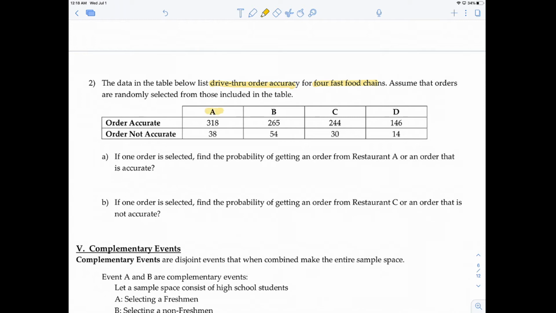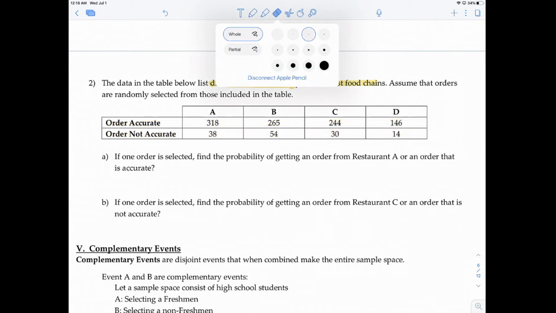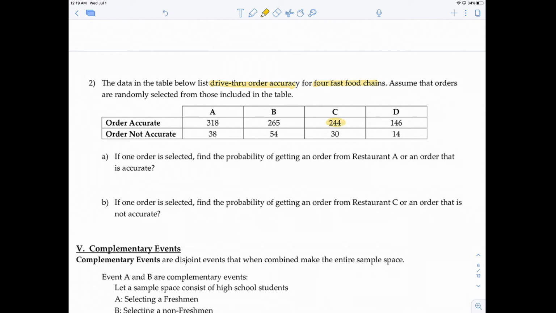So for example, these are orders from A, these are orders from restaurant B, these are orders from restaurant C, and this is D, right? And along here, these are the orders which are accurate, and these are the orders which are inaccurate or not accurate. So for example, let's take a look at this 244, right? This 244 would be 244 orders from restaurant C which were accurate.